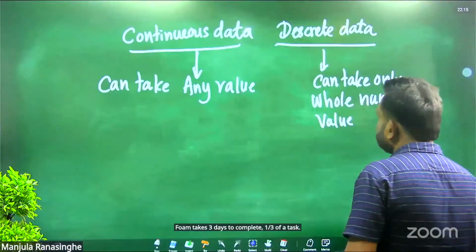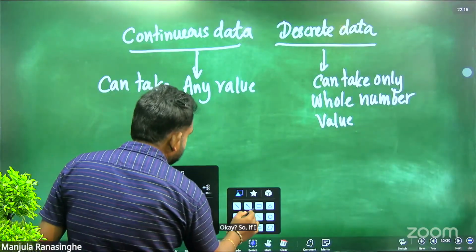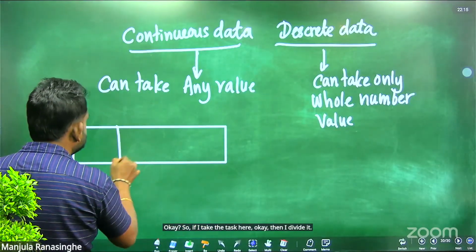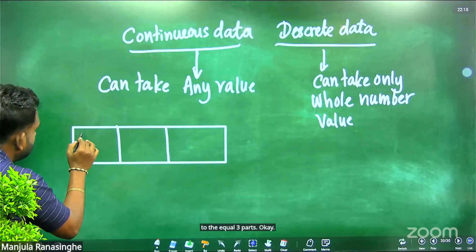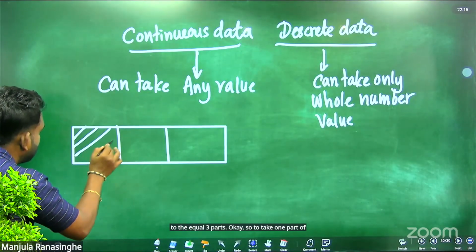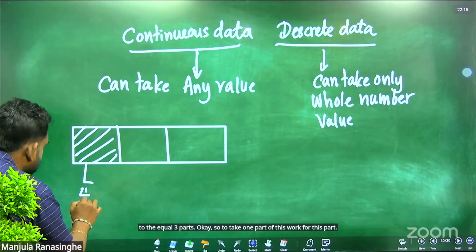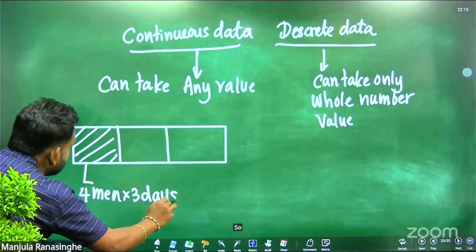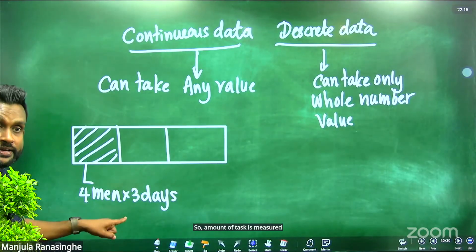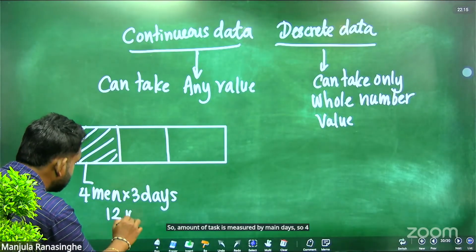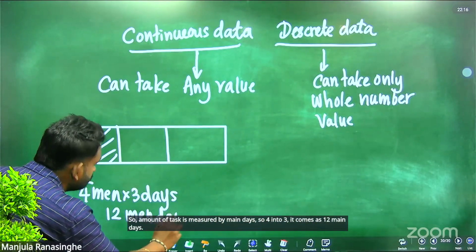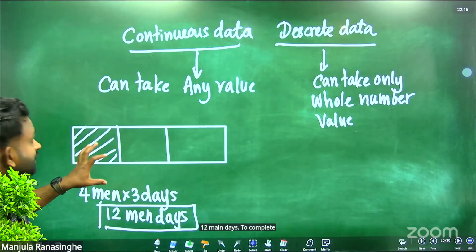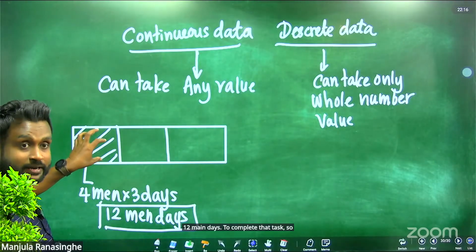So if I take the task here, I divide it into 3 equal parts. To complete one part of this work, they required 4 men into 3 days. So the amount of task is measured by man days. So 4 into 3 comes as 12 man days. That is the amount of task: this part of the task required 12 man days.